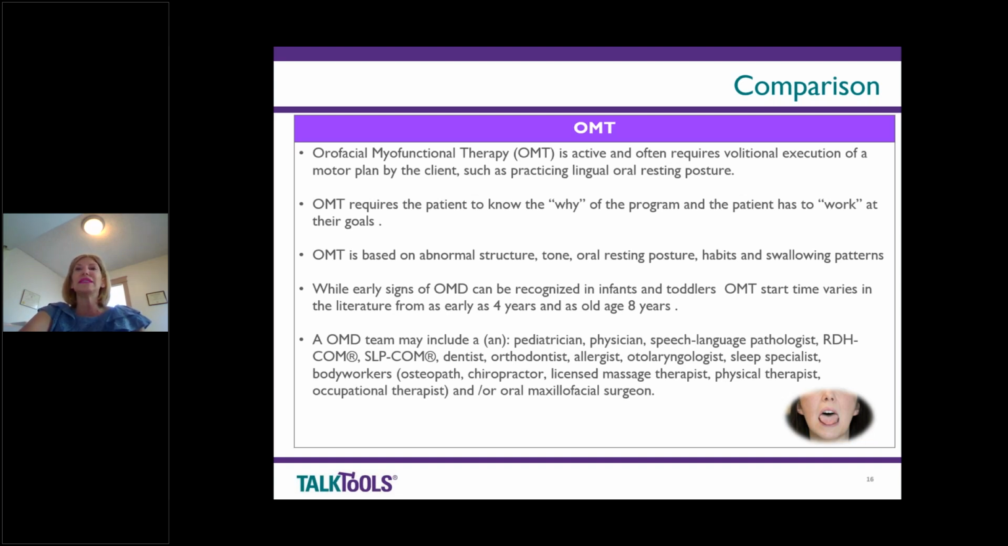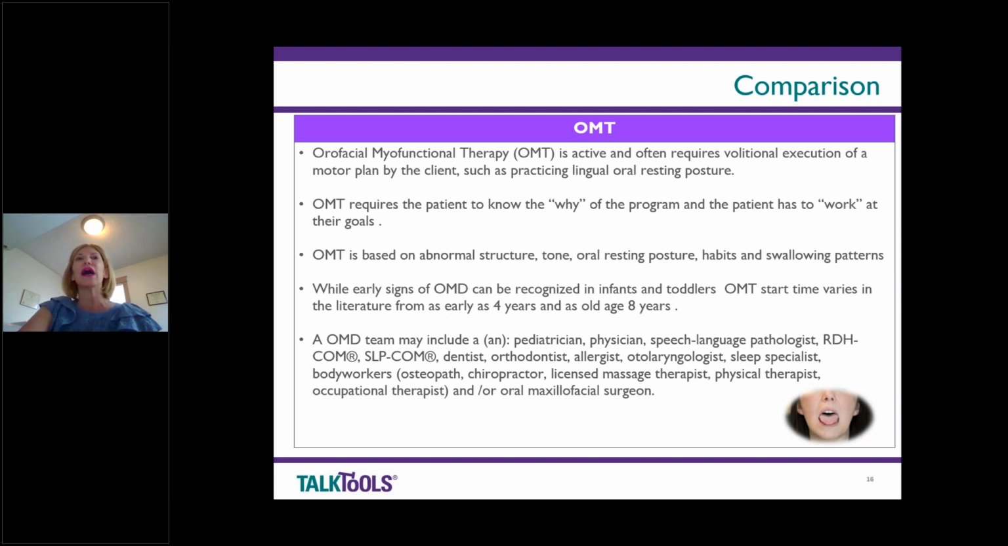While early signs of OMD can be recognized in infants and toddlers, the start time of orofacial myofunctional therapy varies in the literature. Some say it could start as early as 4. Some of the more traditional teachers in orofacial myology still feel it's closer to 7 or 8 when the treatment should be started. And again, it's because of that self-monitoring process that's required.